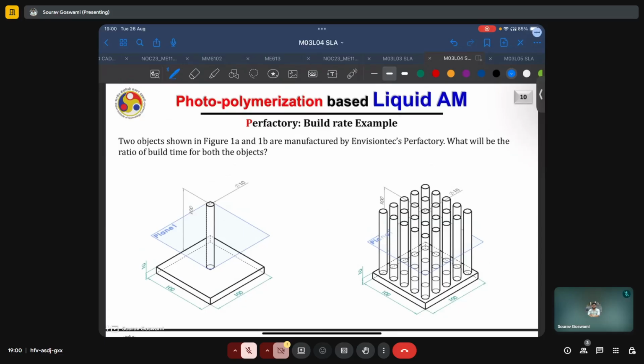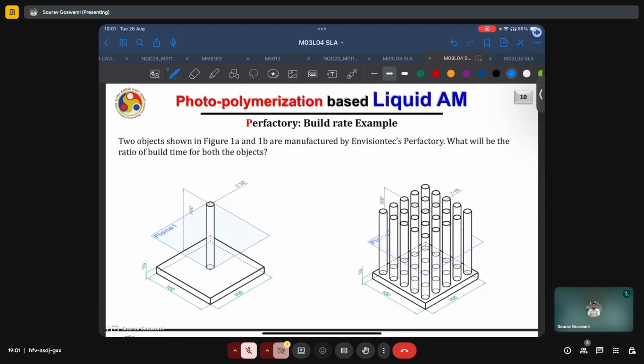On the left hand side, you have a single pillar of material, and on the second, you have an array of pillars. Now imagine you're trying to build them by the SLA process. In SLA, the build time will depend on the number of layers, of course, but also on the cross section or the area which has to be printed in each layer. Because in SLA, we are using a laser beam which will scan the desired region point by point.